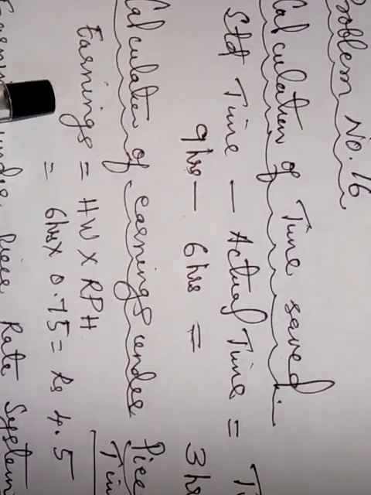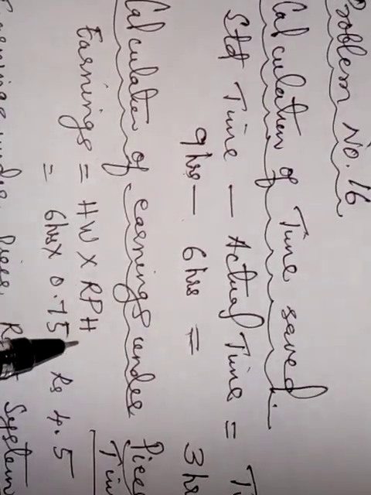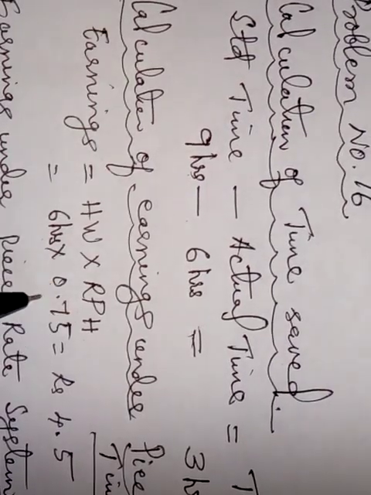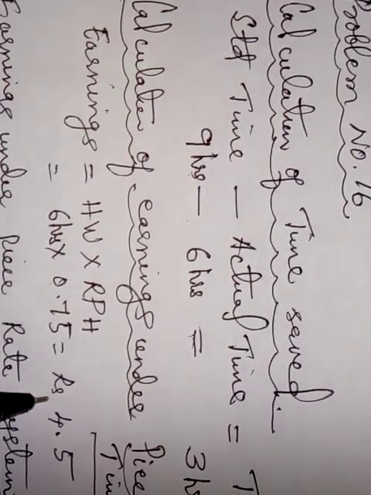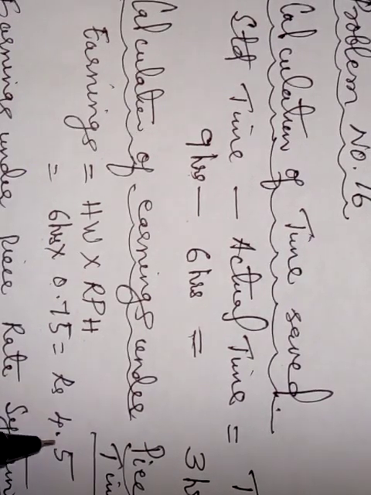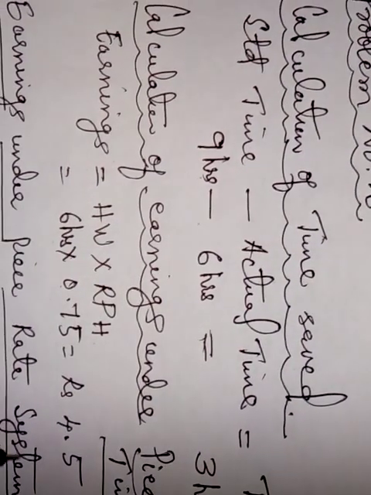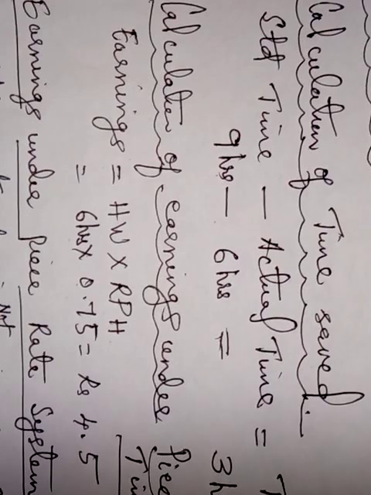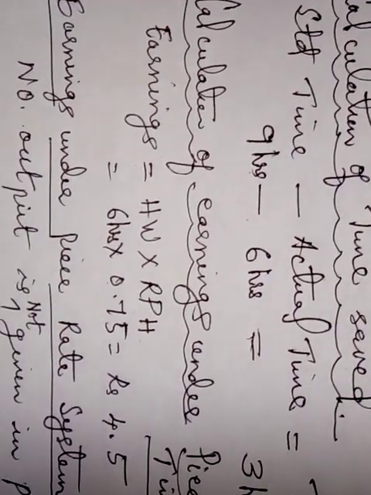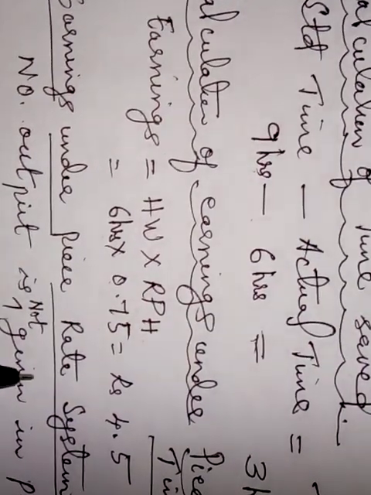Next we will proceed with calculation of earnings under the time rate system. The formula is earnings equals hours worked into rate per hour. So hours worked is 6 hours into rate per hour 75 paisa. The earnings come to rupees 4.50, 4 rupees 50 paisa. Earnings under the piece rate system cannot be calculated, since the number of units produced is not given in the problem.